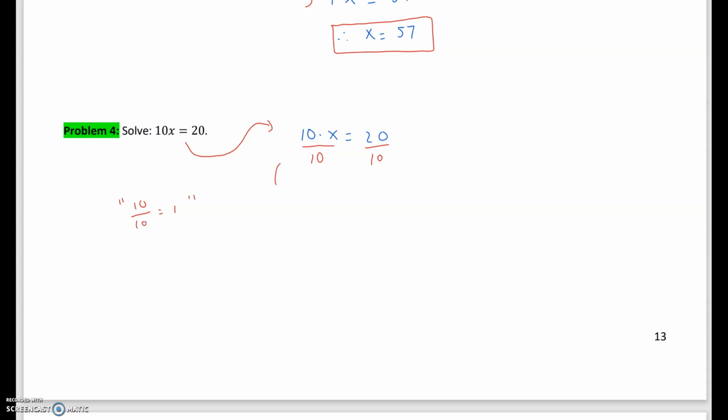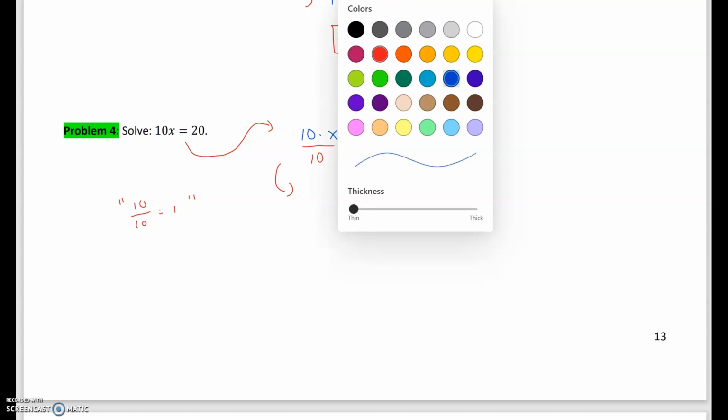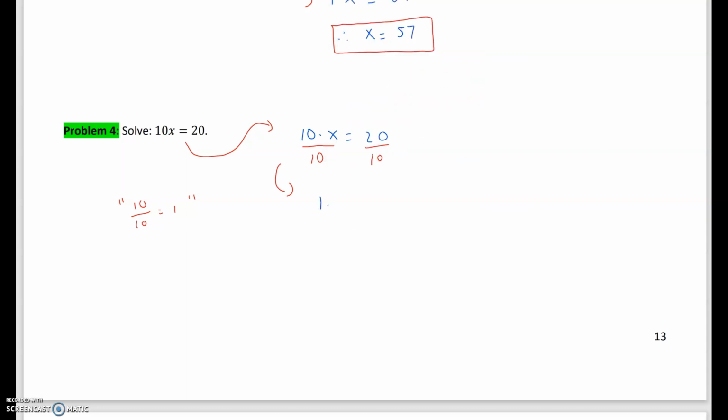So we're actually left, after the division, with 1 times x is equal to 2. Or simply x is equal to 2.